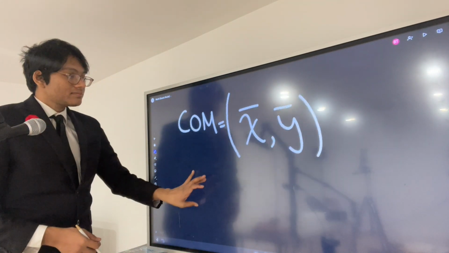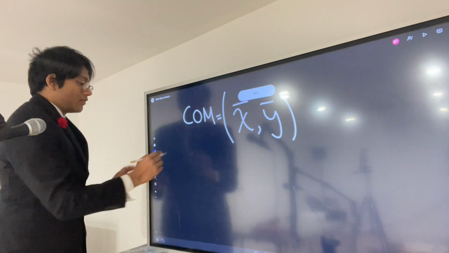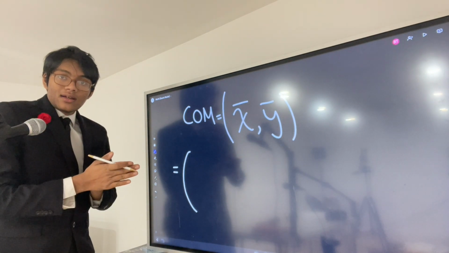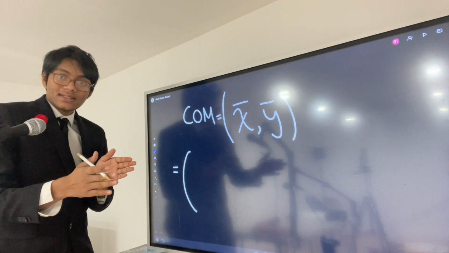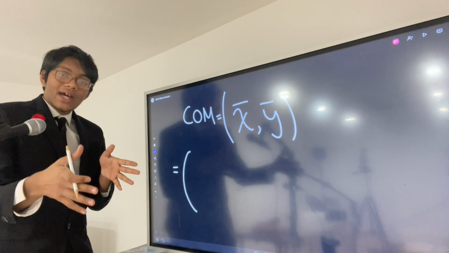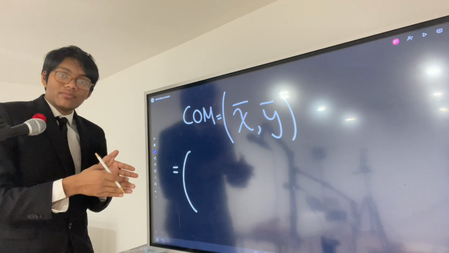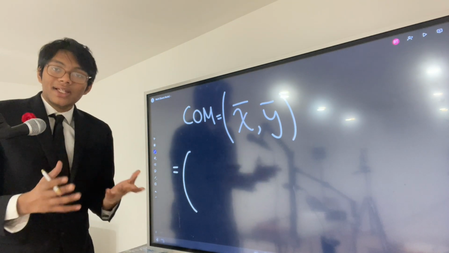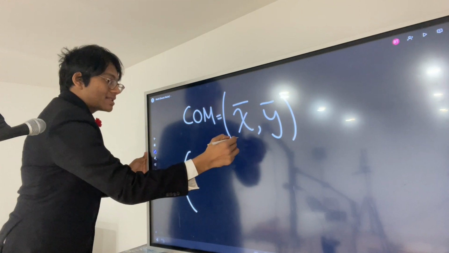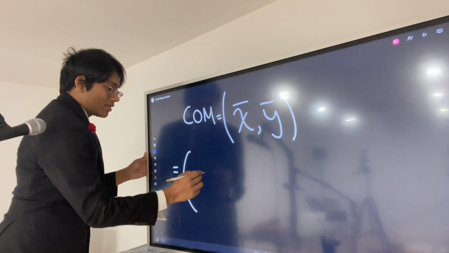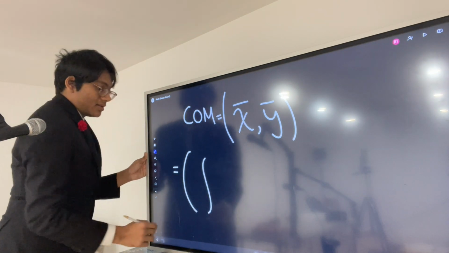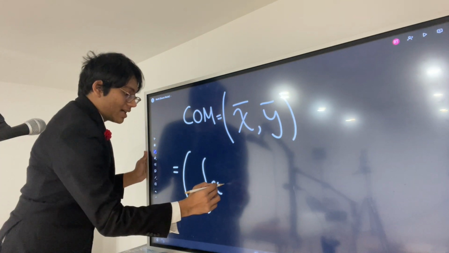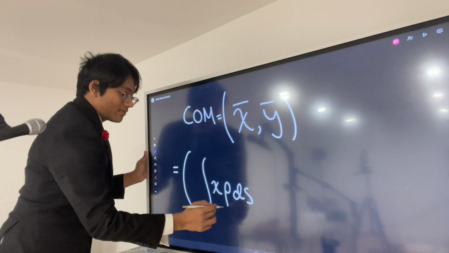So for x bar, what is our formula? Well, it's as follows. X bar is simply the mass I have along the x-axis times the radius of that mass away from my origin point divided by my total mass. When I say it like that, it sounds complicated, but I'm going to explain in just a bit. So my center of mass in the x direction is going to be none other than my x variable times my mass in the x direction.